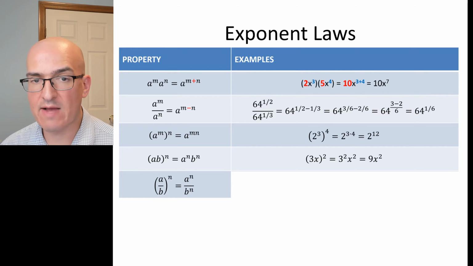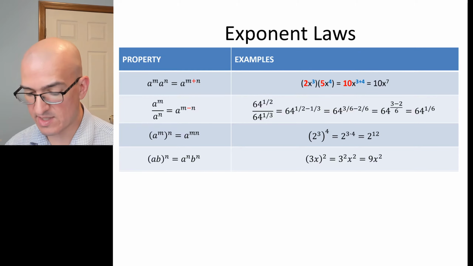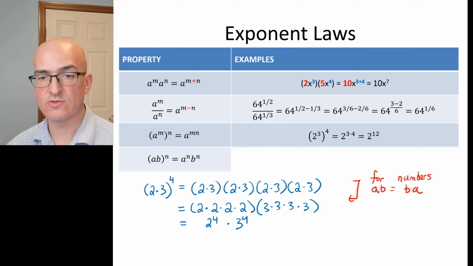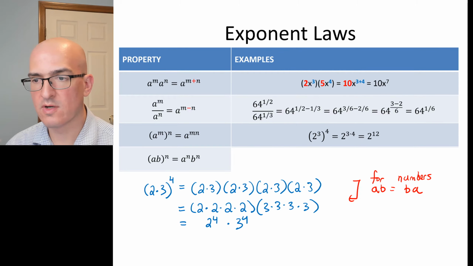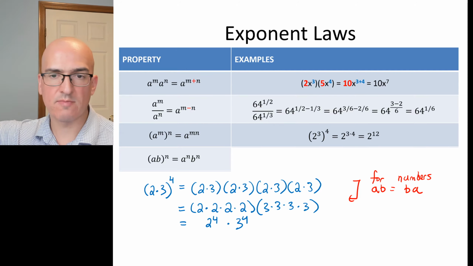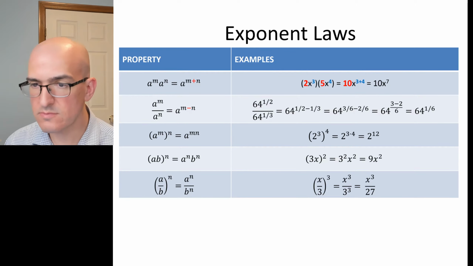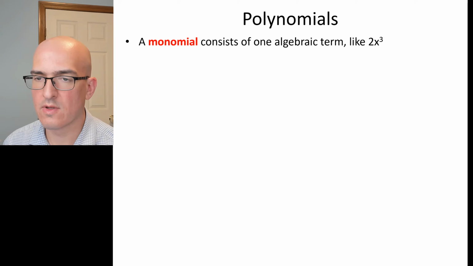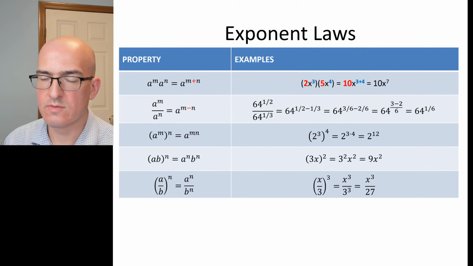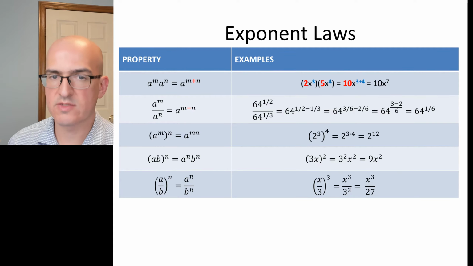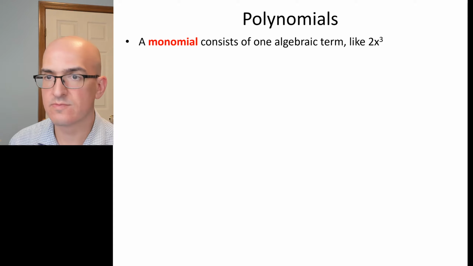Instead of having a times b, it's a divided by b. And I think you can set up like the example I just did. Instead of 2 times 3, do 2 divided by 3, all to the power of 4, and then multiply top times top times top, bottom times bottom times bottom, and the rule will fall out. Okay. These are going to come up often. We're going to be doing a lot of stuff with exponents and exponent laws.